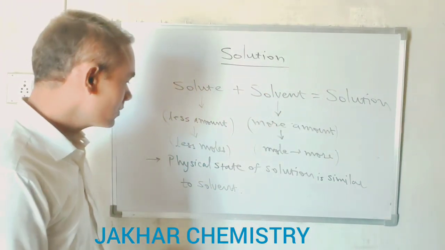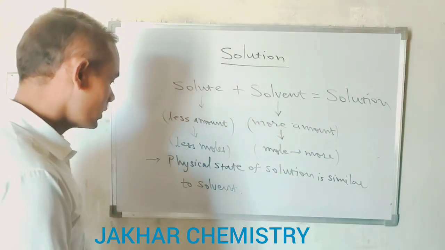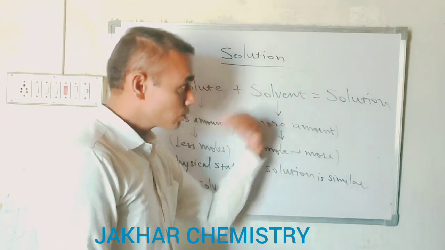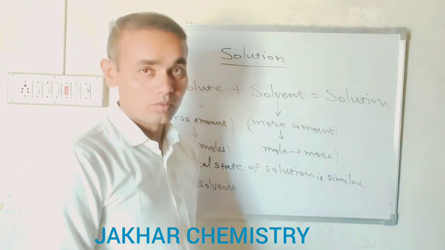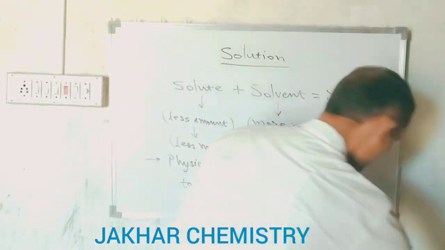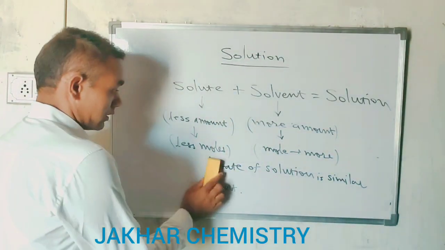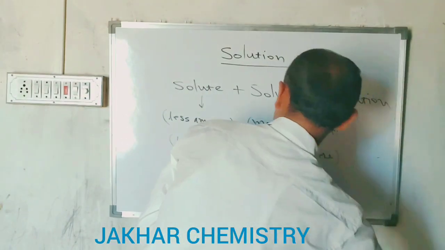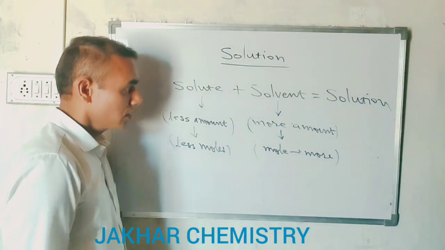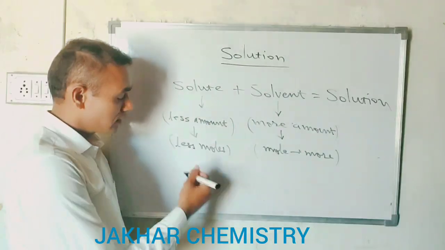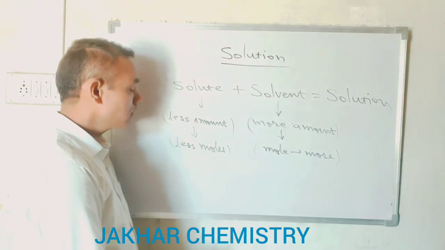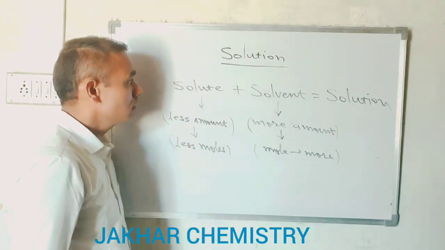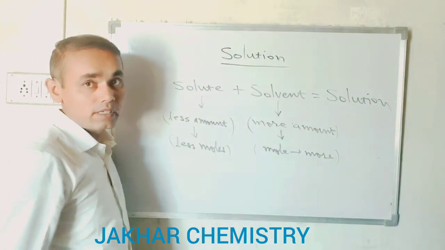So to remember, the physical state of the solution is similar to that of the solvent, and most of the properties of the solution are closer to the solvent also. Now, here we are having two components in a binary solution to form a solution. So there are many conditions in which we have to determine the solute and solvent.